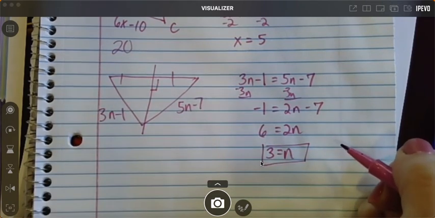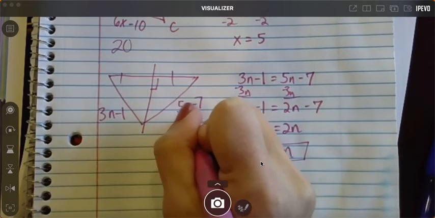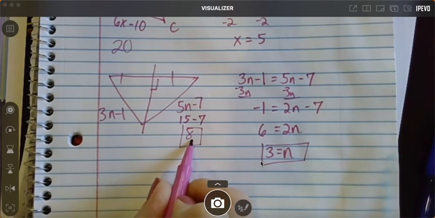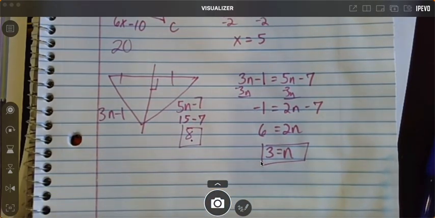You'll have to see what your paper asks you for. So what's 5 times 3? And 15 minus 7 is 8. If this side is 8, guess what? This side is also 8. Okay? So that's problem 1. How do we feel about that?